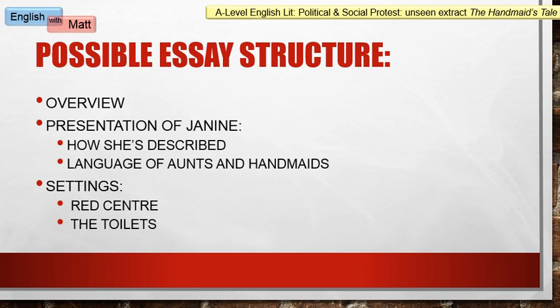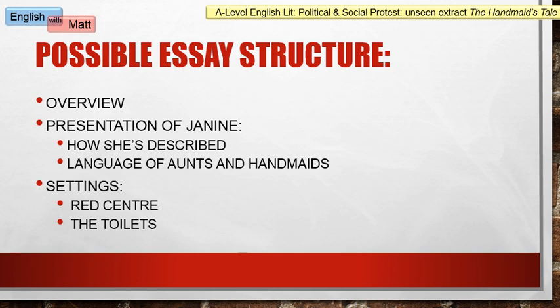So I would have a 3-paragraph essay. I would start with an overview. I think it's very important, for section A, this unseen extract question, to have an overview because it helps the examiners see that you understand what's going on. I would then have a paragraph about JANINE, and then a paragraph about the settings, particularly the Red Centre and then the toilet. That's what I would be interested in saying.